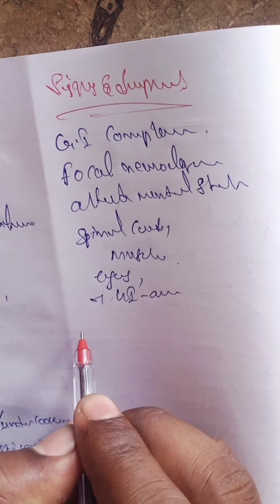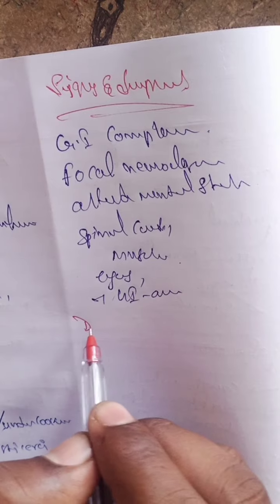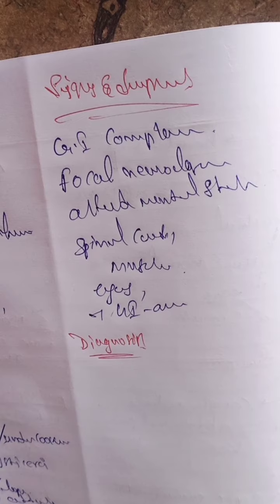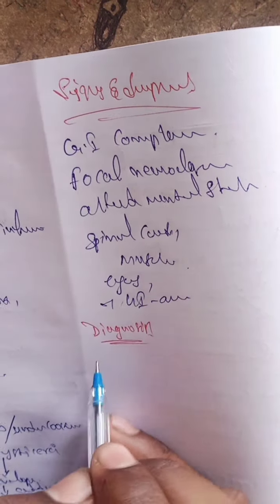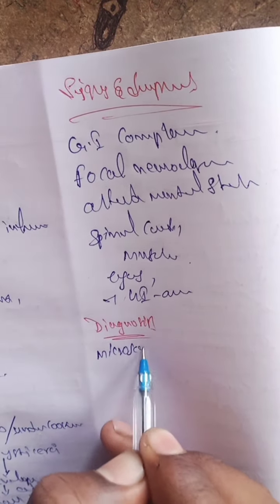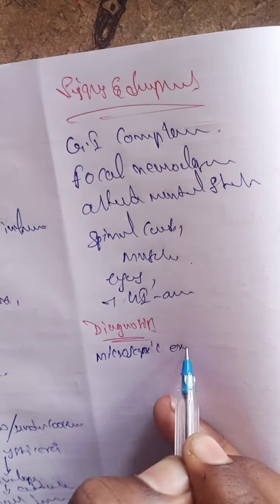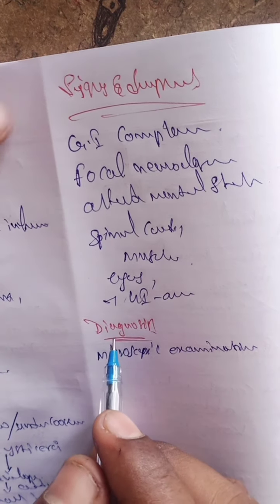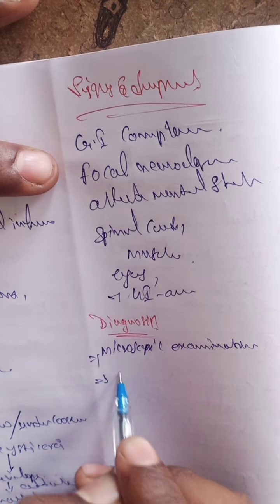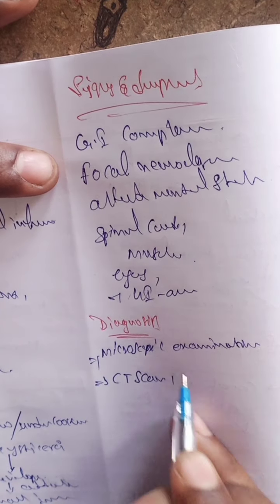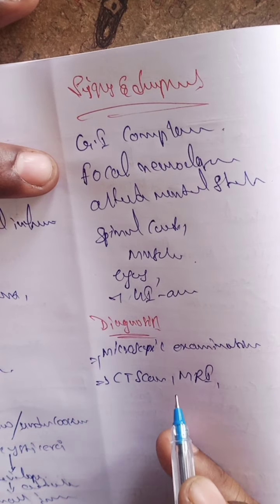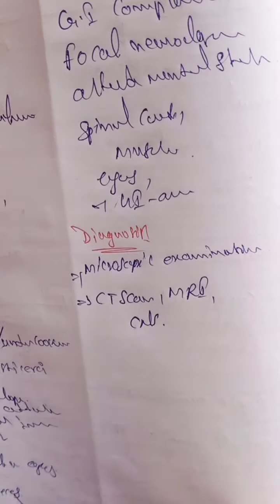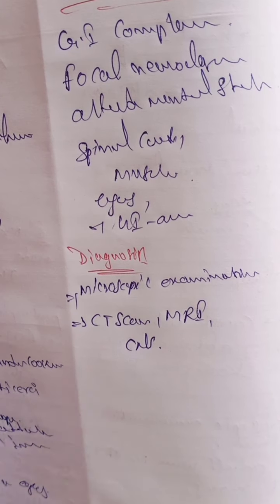How do we detect it? That means diagnosis. What are the diagnosis methods? Diagnosis is by microscopic examination of stool, and through CT scan and MRI scan for central nervous system symptoms. Also, through the symptoms we can determine whether Taenia solium is present or not.